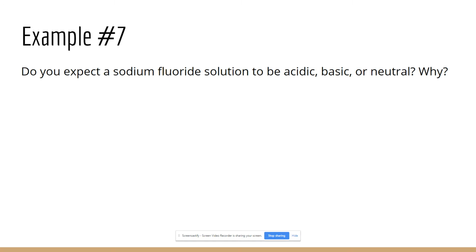Pause here. I'm going to wait a couple seconds and say the answer out loud. I expect for this to be weakly basic. So we already know that sodium is not going to be affecting the pH of this particular solution.